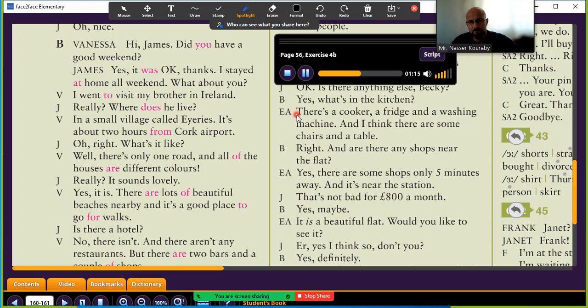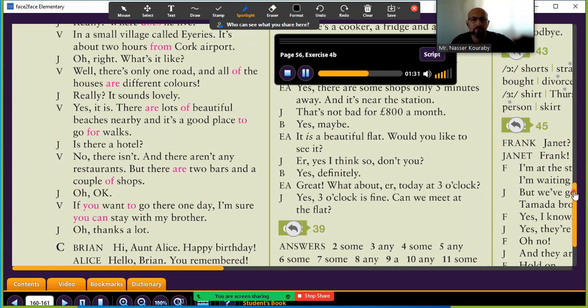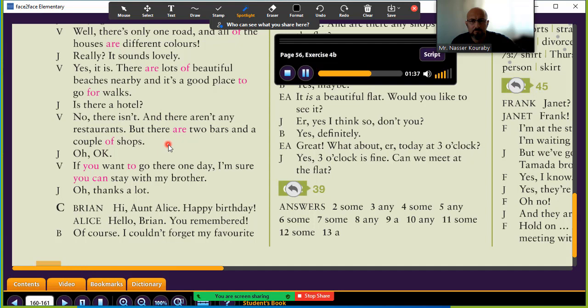Well, there's only one road, and all of the houses are different colours. Really? It sounds lovely. Yes, it is. There are lots of beautiful beaches nearby, and it's a good place to go for walks. Is there a hotel? No, there isn't. And there aren't any restaurants. But there are 2 bars and a couple of shops. Oh, okay. If you want to go there one day, I'm sure you can stay with my brother. Oh, thanks a lot.